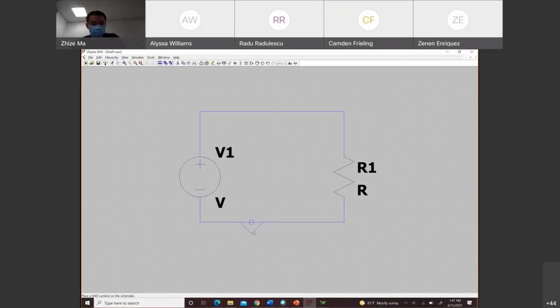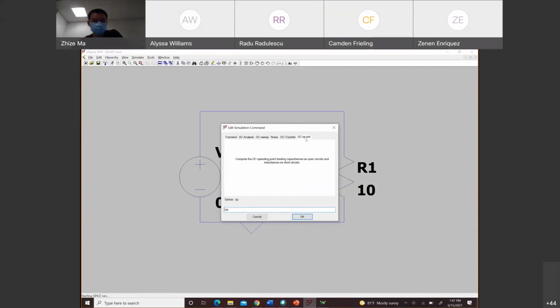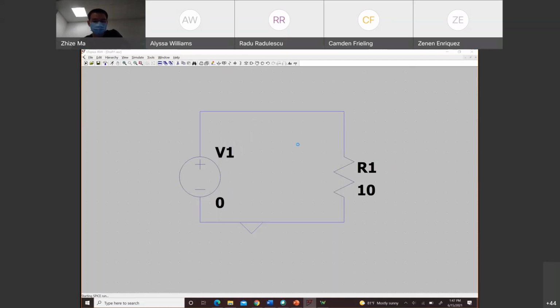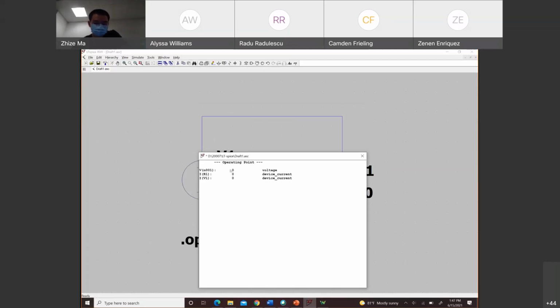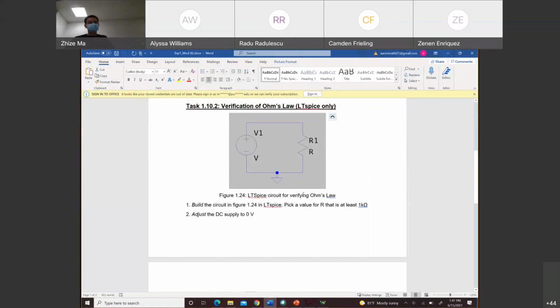And remember, don't forget the ground pin. After you build the circuit in here, you can apply the voltage to your voltage source and apply any resistance to your resistor, and then you run the DC simulation, DC OP, operating point. Then you can measure the voltage and current. Remember, just watch through the LTspice tutorial before starting these tasks.